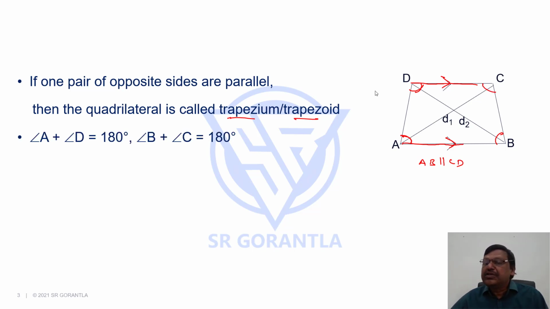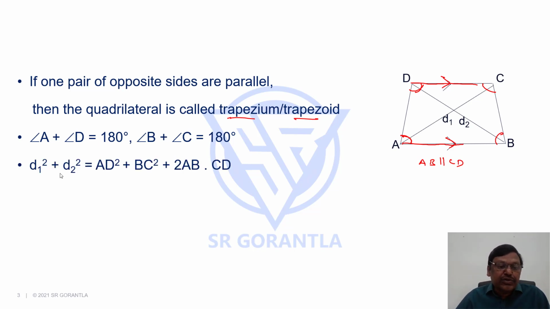Next, what is the relation between diagonals and sides? D1 square plus D2 square, where D1 and D2 are the two diagonals, equals AD square plus BC square. What are AD and BC? The non-parallel sides. These two are non-parallel sides, and plus 2 into AB into CD. What are AB and CD? The parallel sides. This is the relation between the diagonals and sides in a trapezium.